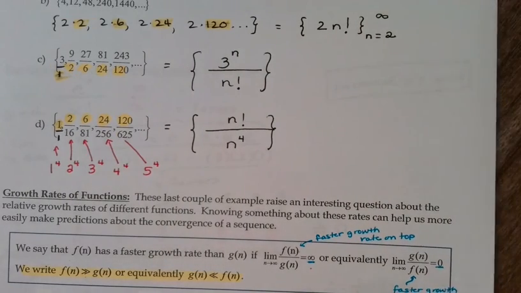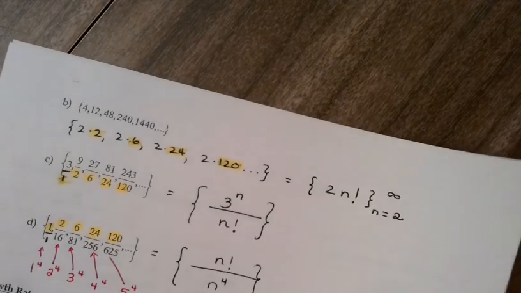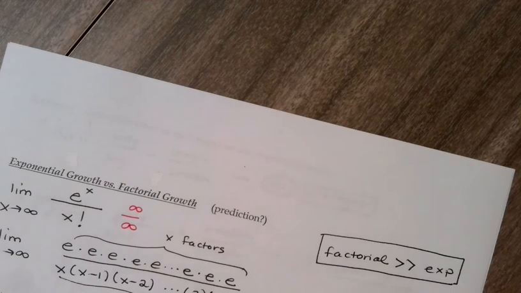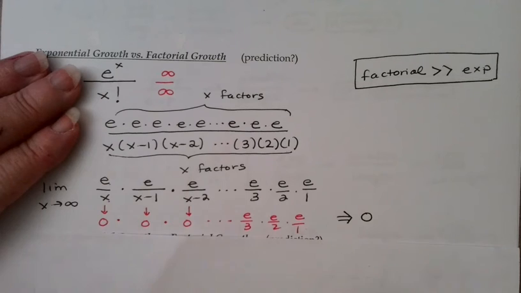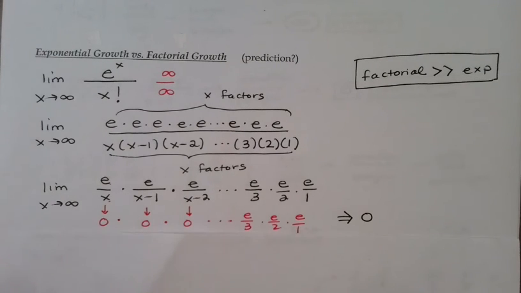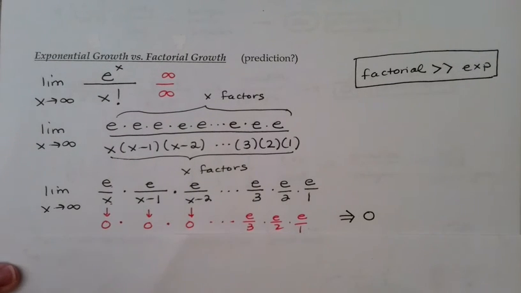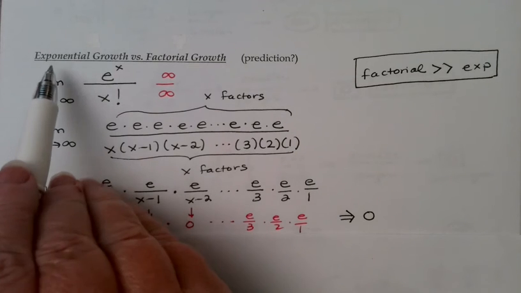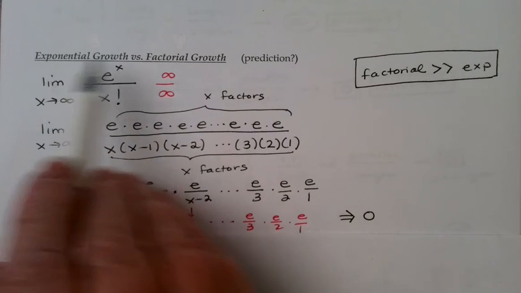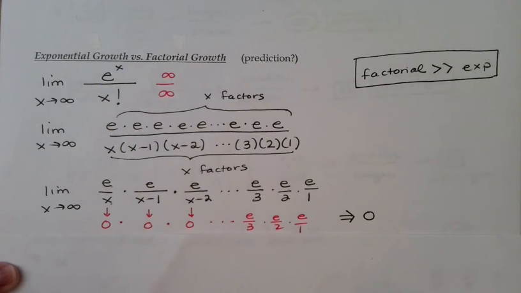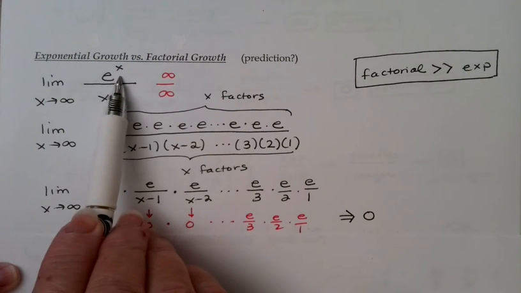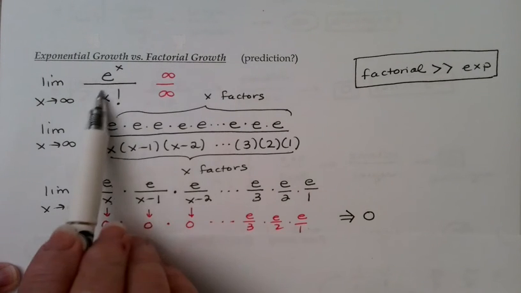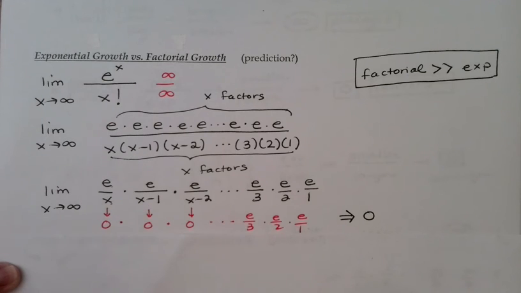All right, we've got a couple more to look at. The next one, I'd like to compare the growth rate of an exponential function to the growth rate of a factorial function. So here it is. My exponential goes on top, e to the x. Comparing it to the factorial, I put on the bottom, x factorial.